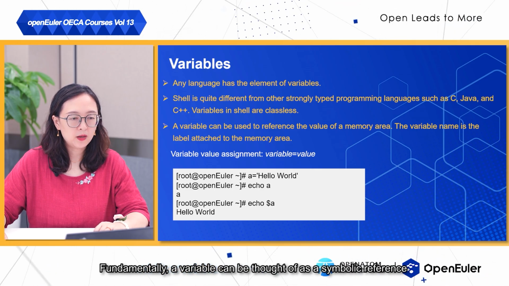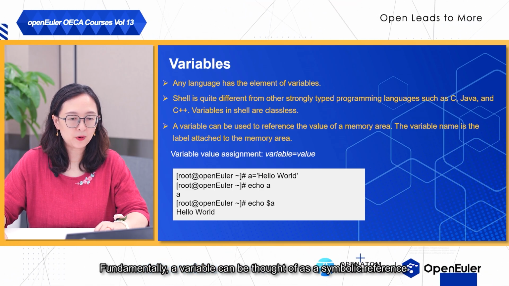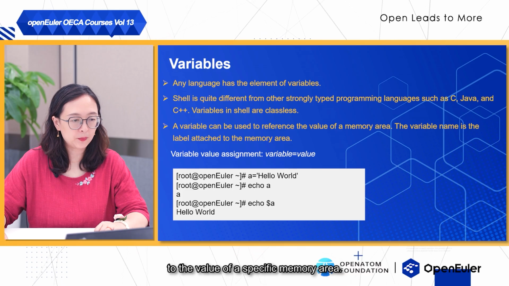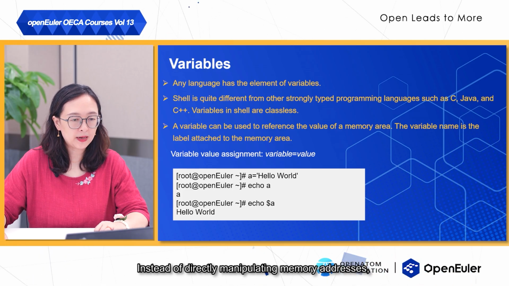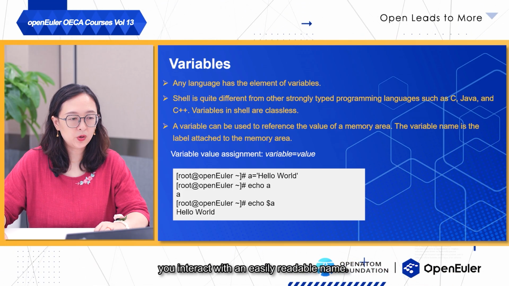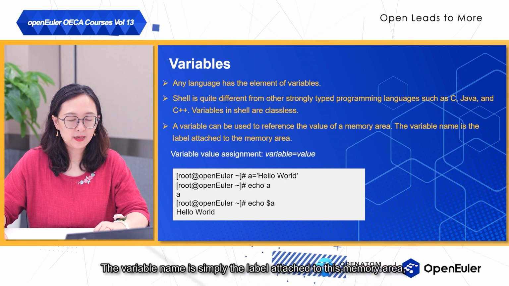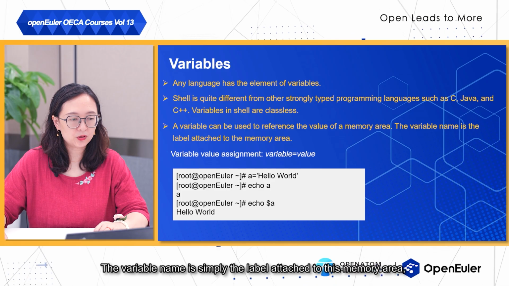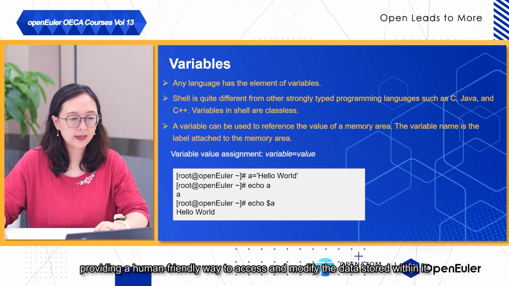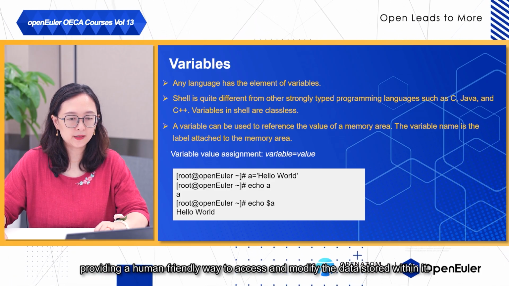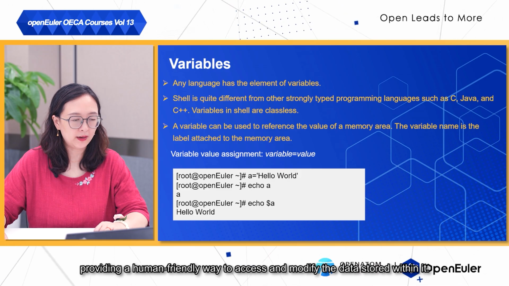Fundamentally, a variable can be thought of as a symbolic reference to the value of a specific memory area. Instead of directly manipulating memory addresses, you interact with an easily readable name. The variable name is simply the label attached to this memory area, providing a human-friendly way to access and modify the data stored within it.